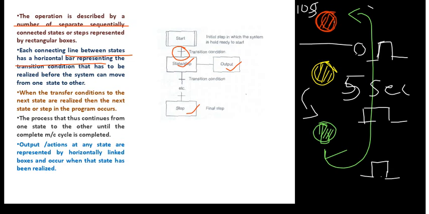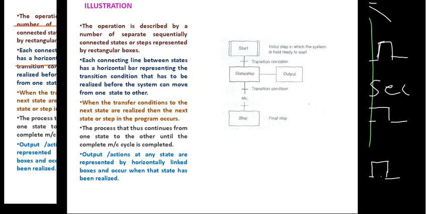A number of separate sequentially connected states or steps represented by rectangular boxes. Then each connected line between the states has a horizontal bar representing the transition condition that has to be realized before the system can move from one state to another state. When the transition condition to the next state is realized, then the next state or step in the program occurs.